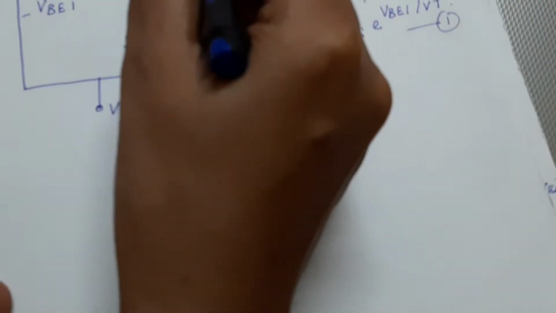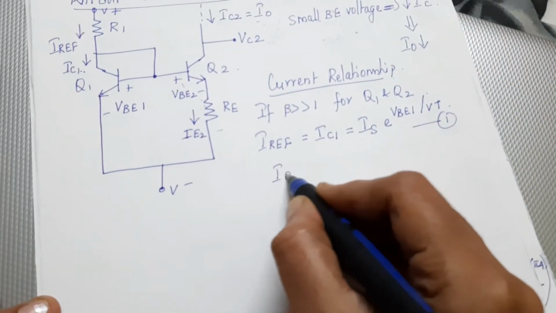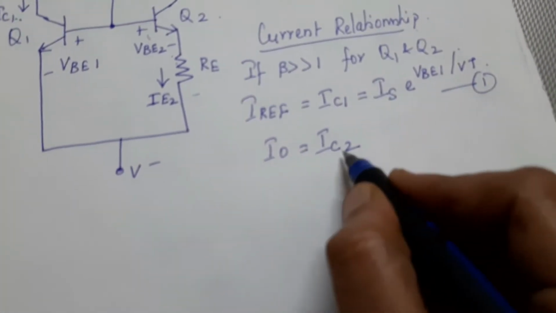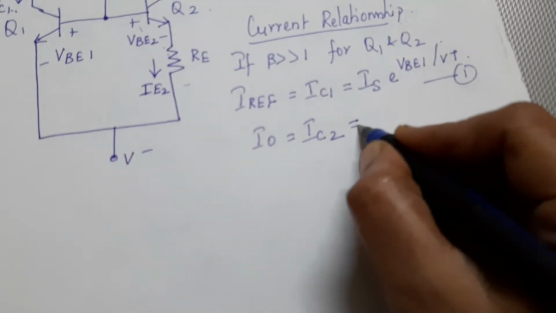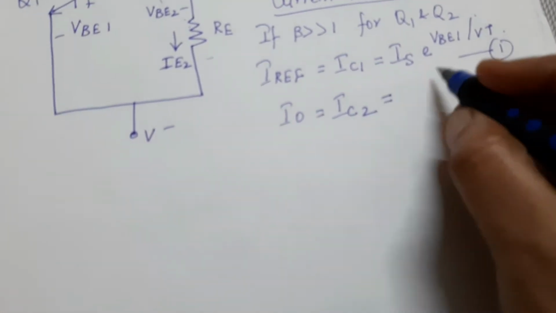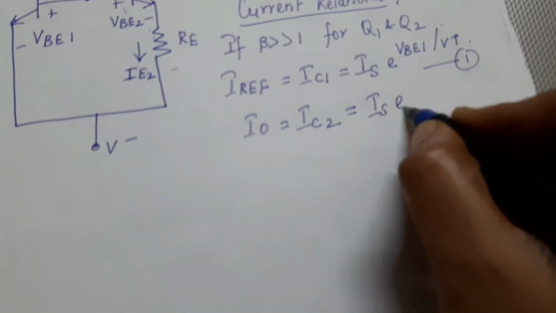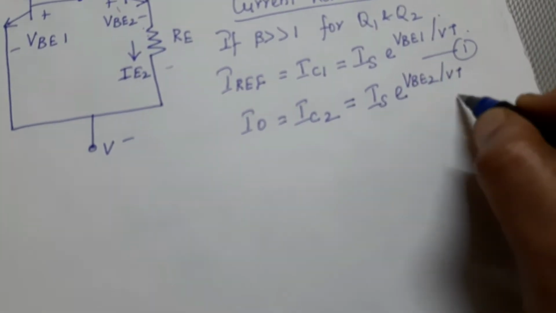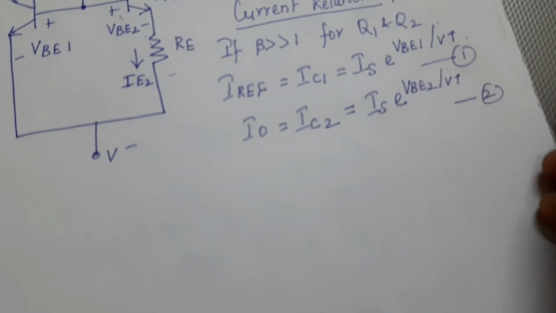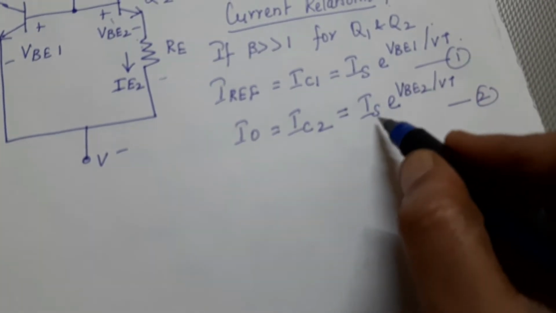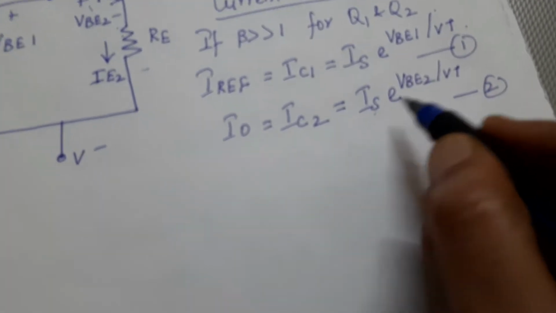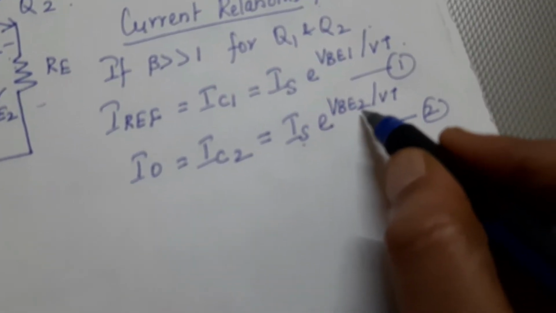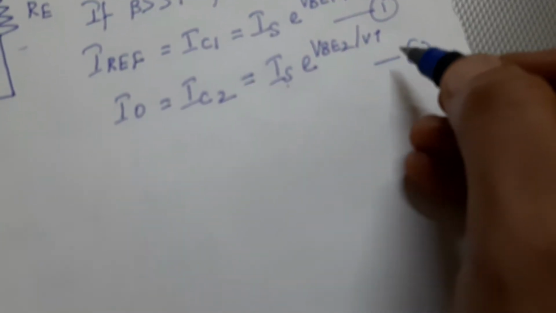Similarly, I0 is taken across the collector of transistor 2, so I0 is equal to IC2. I'll write it in terms of saturation current. Therefore, it is IS e to the power of VBE2 divided by VT. Let this be equation 2. So IC2 is equal to IS, the saturation current, e to the power of VBE2 by VT, where VBE2 is the base emitter voltage of transistor Q2, and VT is the thermal voltage.